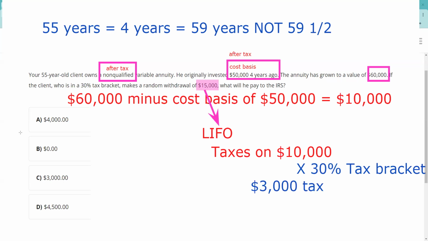Then we have to deal with the penalty. He's got a 10% penalty because he's not 59 and a half. So 10% of the 10 is 1,000. And so the answer to the question is $4,000. That is the answer to the question.